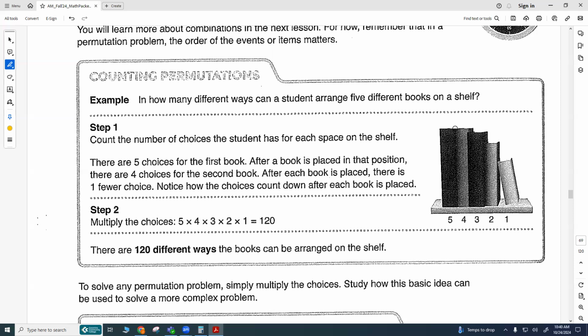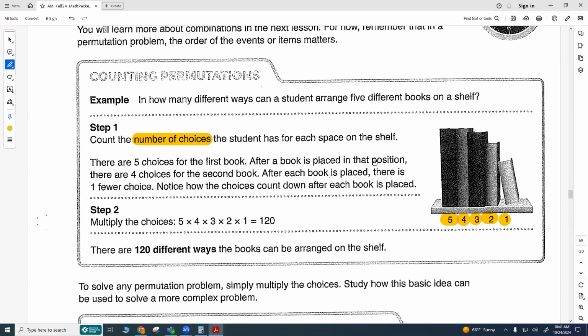Yeah, it's right there. Okay, so an example of a permutation problem: in how many different ways can a student arrange 5 different books on a shelf? Okay, and so count the number of choices the student has for each space on the shelf, right? So we have basically 5 little sections or 5 possible locations for each of the 5 books, okay? So for the first book, we have 5 books to choose from to put into that slot or spot, right?